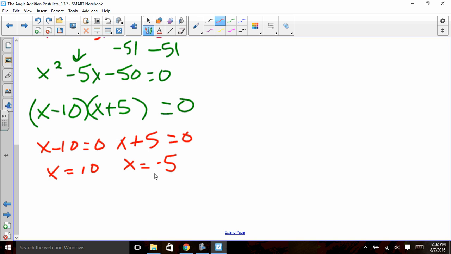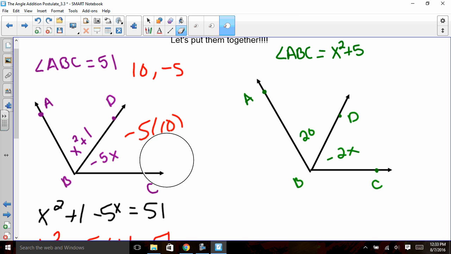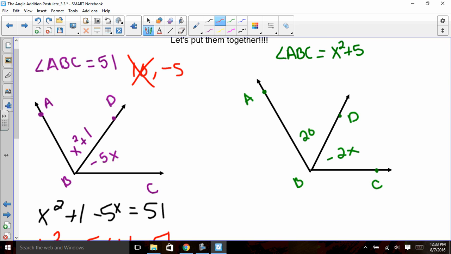Okay, so how does this play into my original problem? X being 10, and x being negative 5. Well, now both of these can be my answer. If I plugged in 10 here, that would give me an answer of negative 50. Just like when we deal with distances, we can't have negative values, can we? We can't. It just turns into attempts to try and be black holes, and it's just bad things. So because this gives me that negative 50 value, 10 cannot be one of my answers. So my x has to be equal to negative 5.